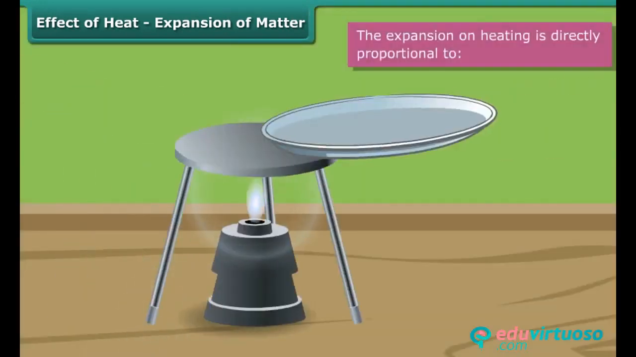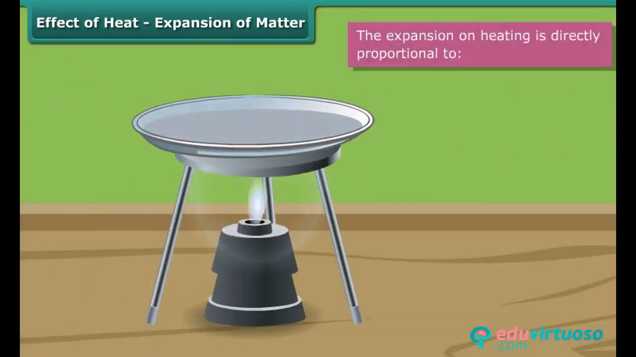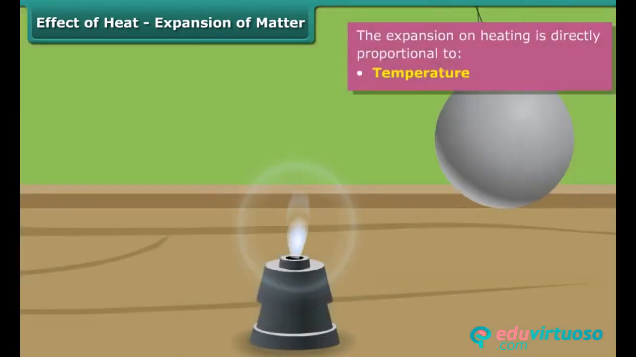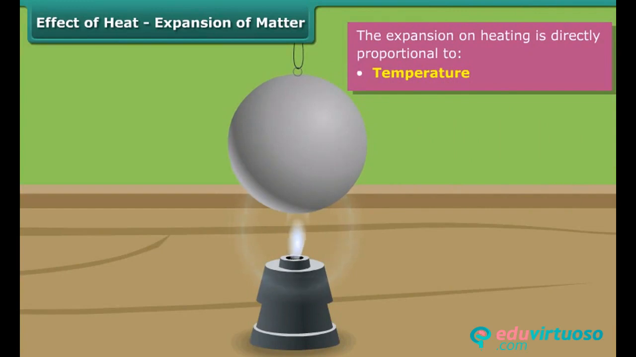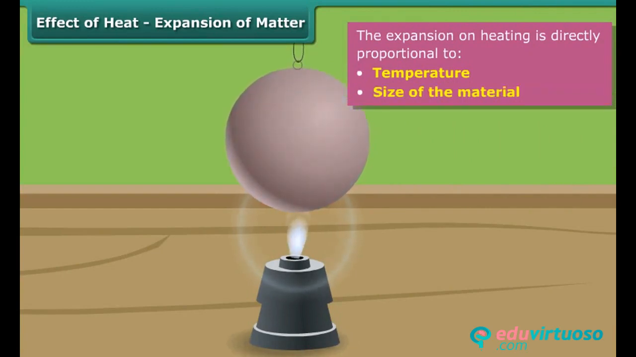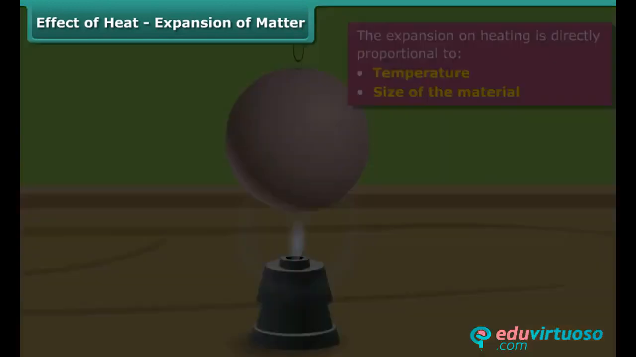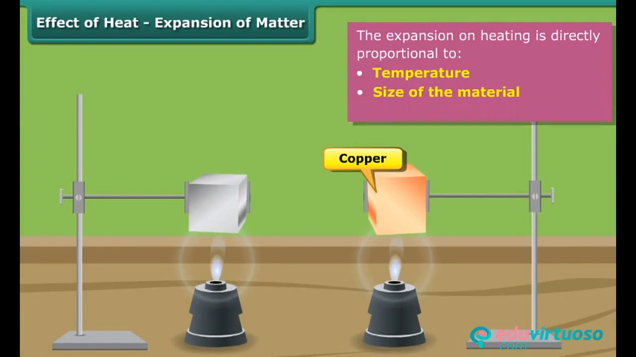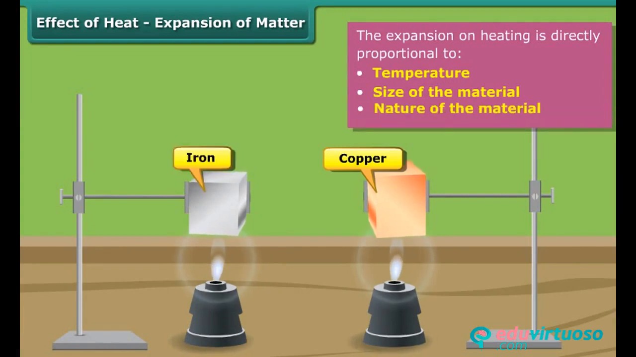In this case, when we heat this plate, the higher the temperature, more is the expansion. Expansion of matter also depends on the size of the material being heated. The longer the plate or bigger the bowl, more is the expansion for the same rise in temperature. The nature of the material being heated also plays an important role in expansion. For example, copper expands more than iron for the same rise in temperature.